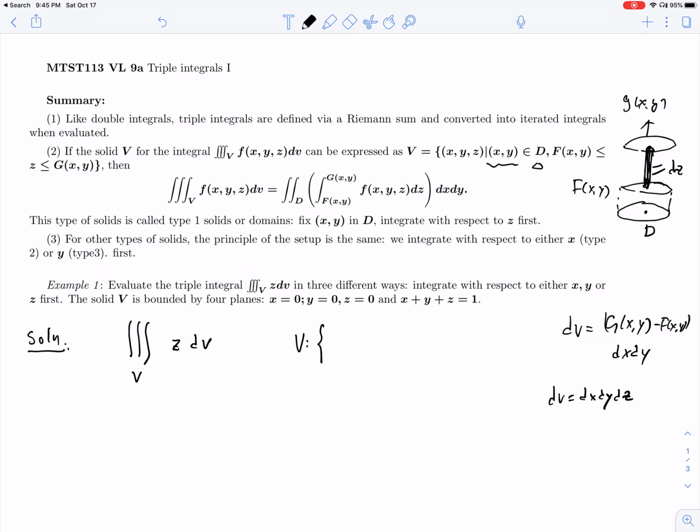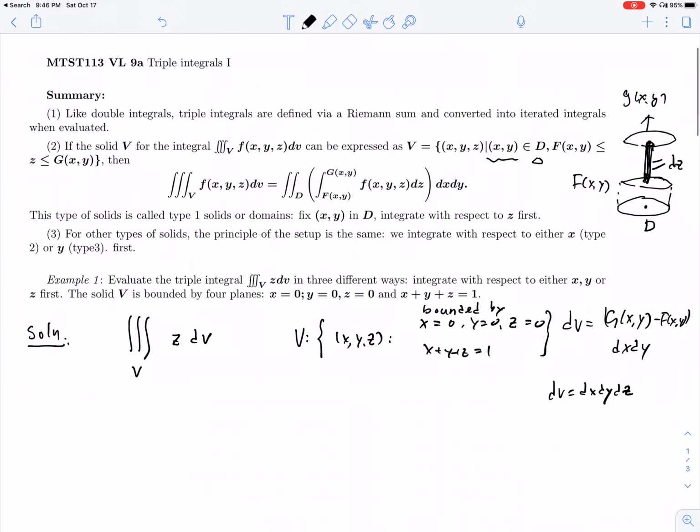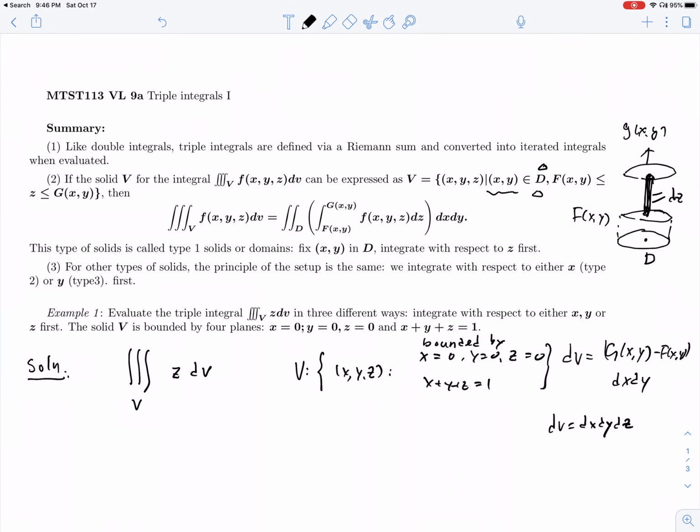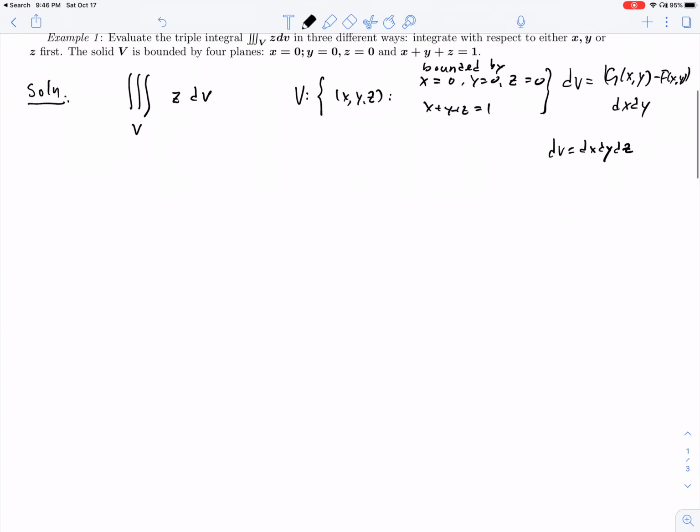So we have over here x, y, z. And V is bounded by the three coordinate planes, x equal to 0, y equal to 0, z equal to 0, and x plus y plus z equal to 1. Bounded by these 4 planes. We're going to try to find this D over here and find capital F and capital G. So this is what we're going to do.